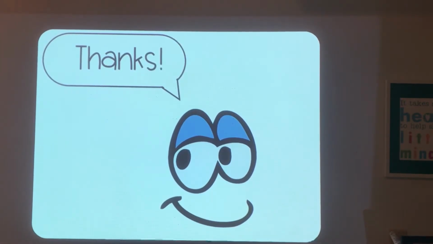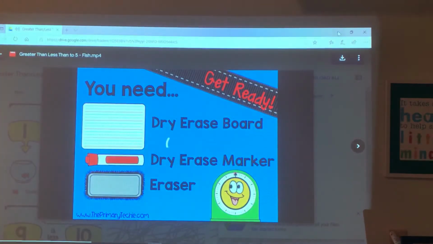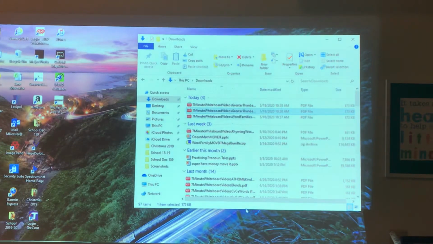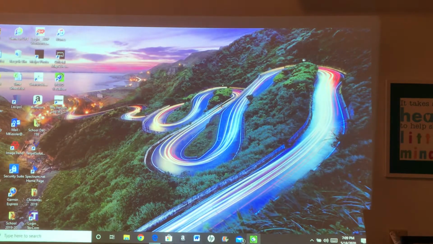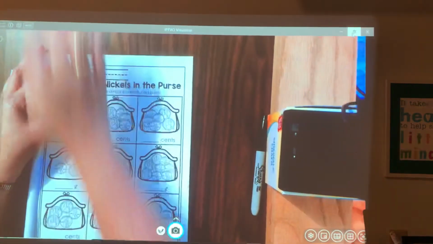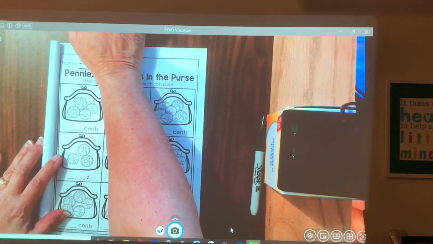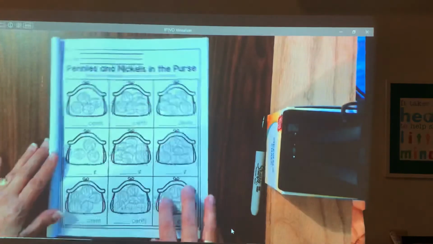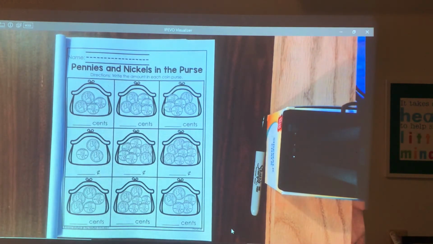All right. Grab your packet. You can do it with me, or you can do it by yourself, whichever you decide. It's all about counting money today, and it's only pennies and nickels. Remember, a penny is 1, and I just said that wrong. Remember, a nickel is 5.